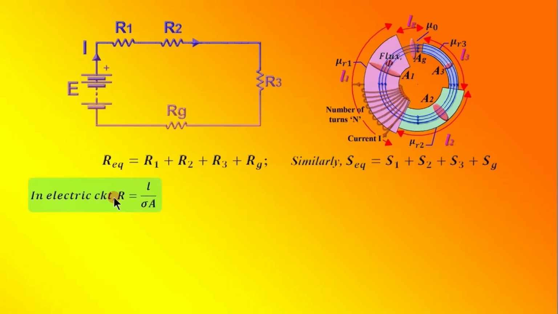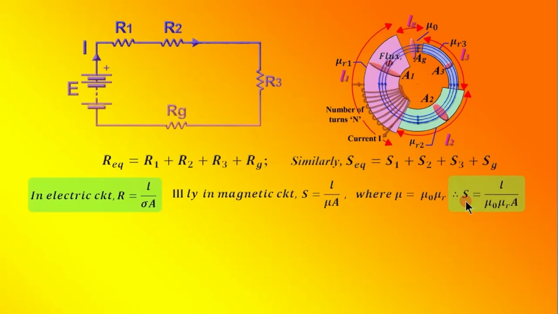In an electric circuit, R is equal to L by sigma into A. Similarly, in a magnetic circuit, reluctance S is equal to L by mu into A, where mu is permeability. But we know that mu is equal to mu 0 into mu R. Therefore, S becomes L by mu 0 mu R into A.